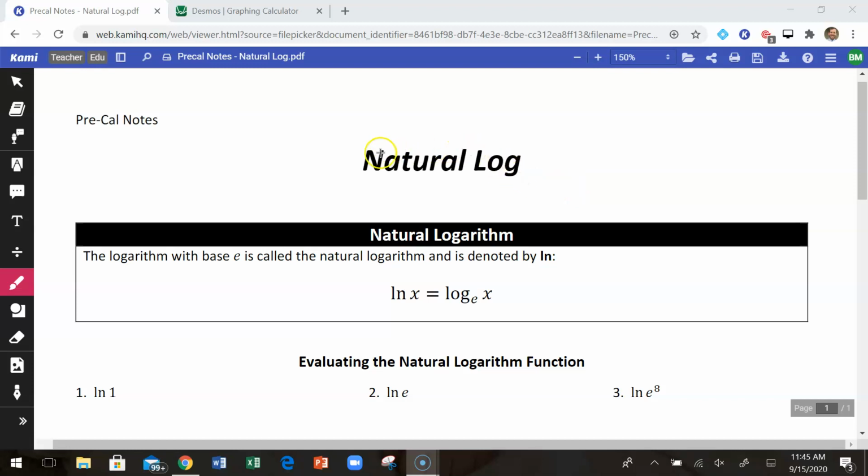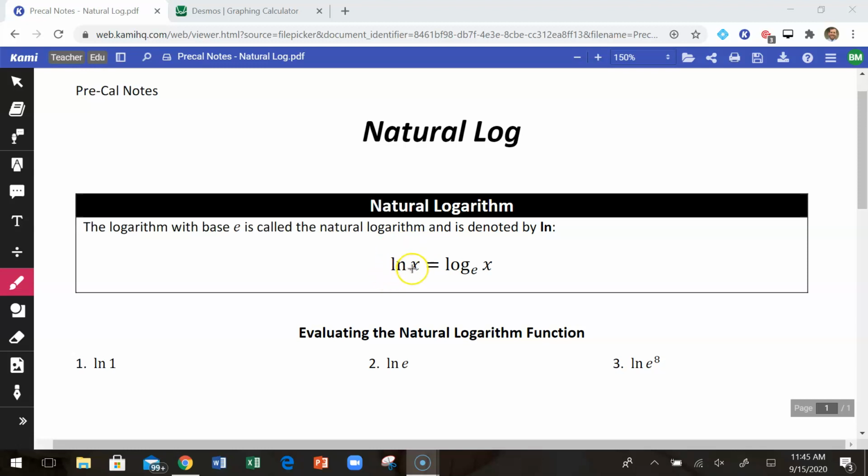Okay, in this video we're going to discuss what is called the natural log. A lot of times you'll just see ln of x. ln is what is called natural log, and it is log base e of x. We called e our natural exponent or natural exponential function. And if that is your base for the log, then you have what is called natural log, ln of x.